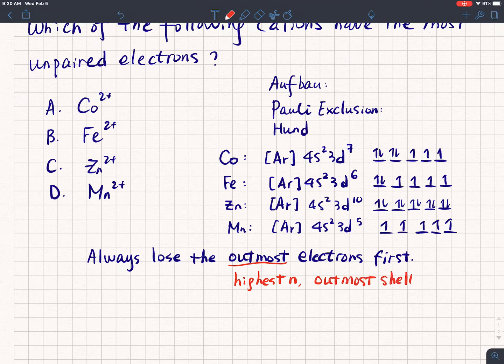So in this case of the 4 transition metals, even though the last electrons were filled in the 3d subshell, 4s is further away from the nucleus, so they are more readily lost. So we are losing the 4s2 for all of them. As a result, manganese 2+ will have the most unpaired electrons, because its 3d subshell wasn't even touched when forming that cation. Did you get this question right?